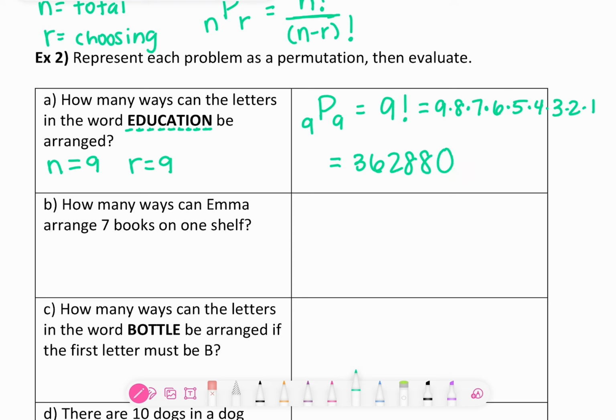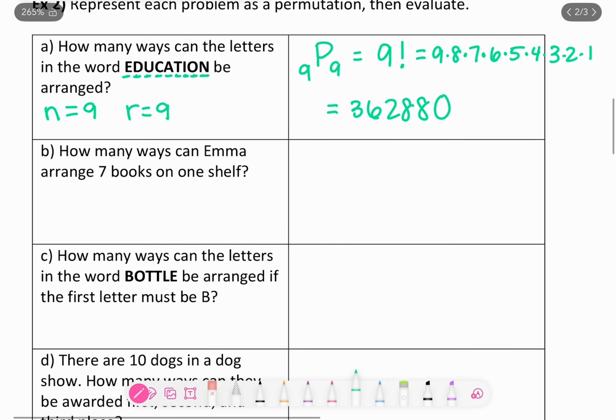362,880 possibilities. So that's all the possible ways that we can arrange the letters in the word education, if the order matters where we put them. All right, perfect. Let's look at another one.